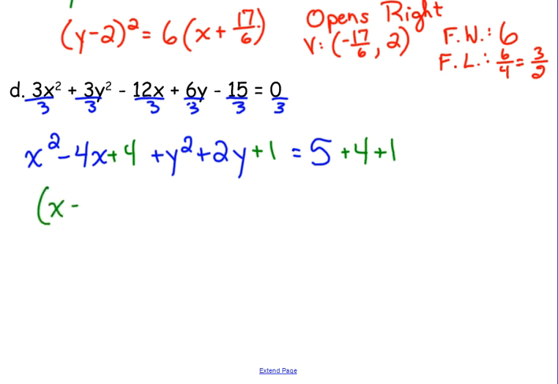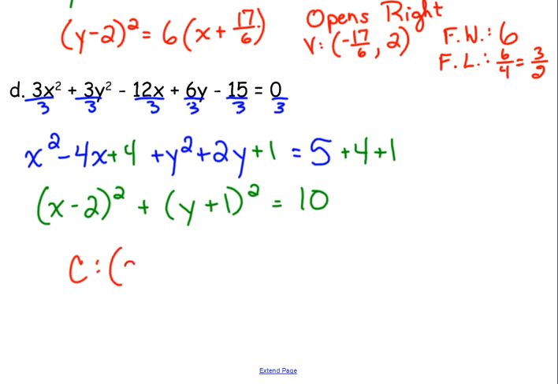So (x minus 2) squared plus (y plus 1) squared is equal to 10. So my center is at (2, negative 1). My radius is the square root of 10, which doesn't reduce. That's all we can talk about with circles: where's the center, where's the radius. It doesn't get much more thrilling than that. It is what it is. All right.